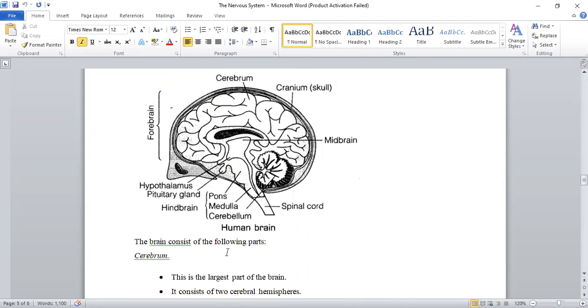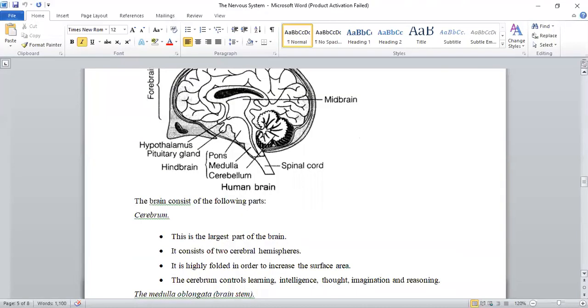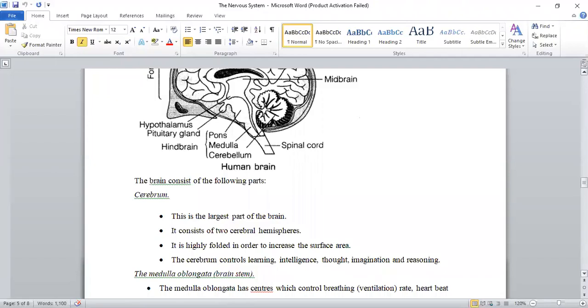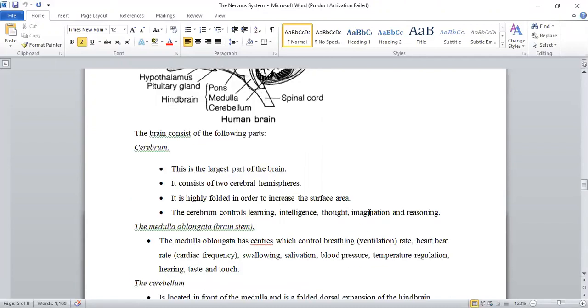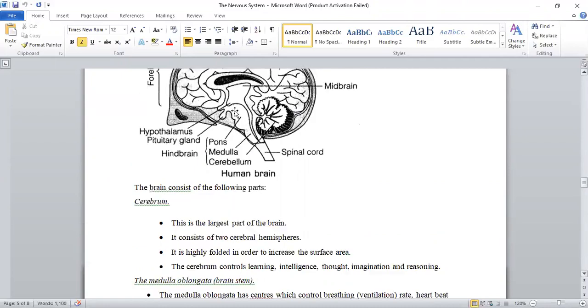It consists of two cerebral hemispheres, as in it is subdivided into two. But definitely there is no bone separating the two hemispheres. Basically, it's about the front part and the hind part. It is highly folded in order to increase the surface area. And this is the control center. It controls learning, intelligence, thought, imagination, and response. Then we have the other section, the medulla oblongata. I believe you can see it from the diagram.